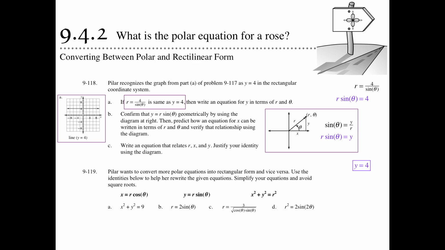Following that train of thought, problem 9-119 has teams use 3 basic trigonometric relationships: x equals r cosine theta, y equals r sine theta, and x squared plus y squared equals r squared to convert 4 more equations into or out of polar form.